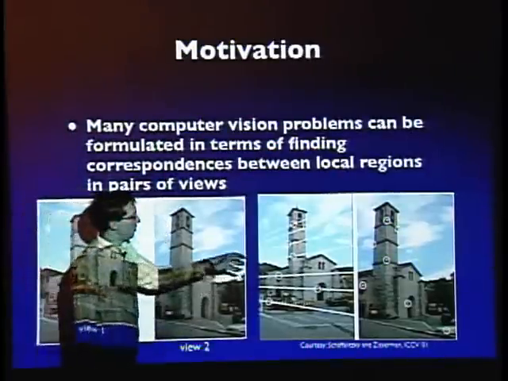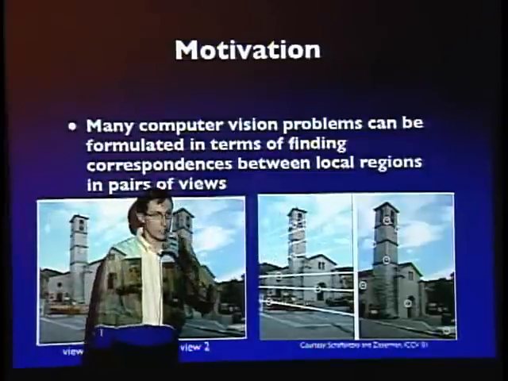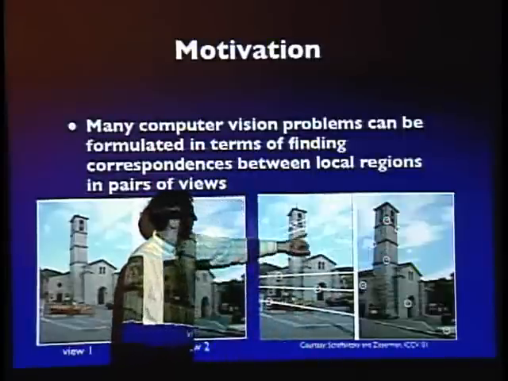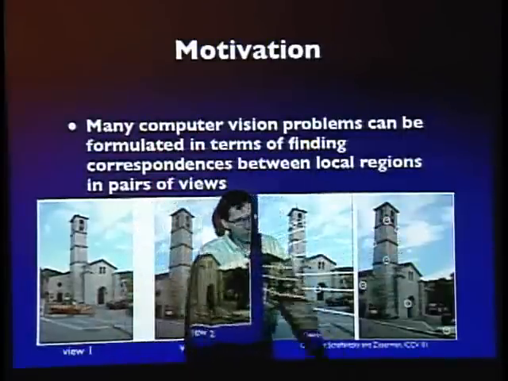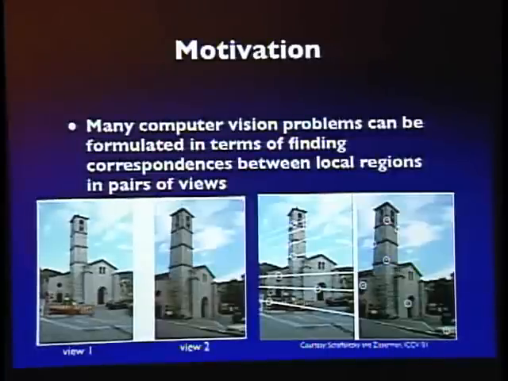And this just shows some examples of spots that are in correspondence across these images. So this local region here corresponds to this local region here. This local region here corresponds to that local region there, and so on. So this is one example of the general problem of setting up correspondences between local regions in one image and local regions in another.